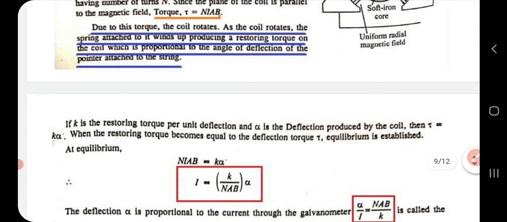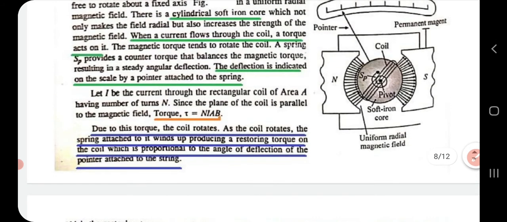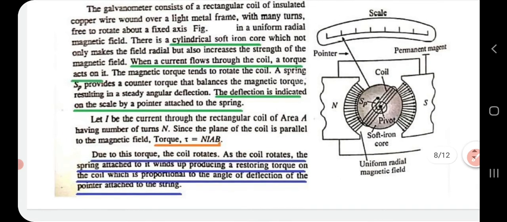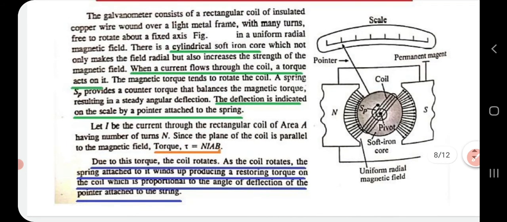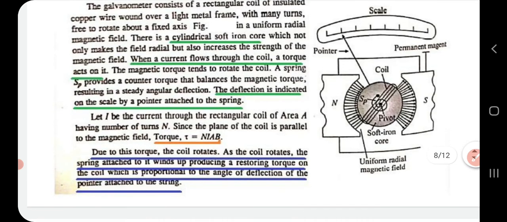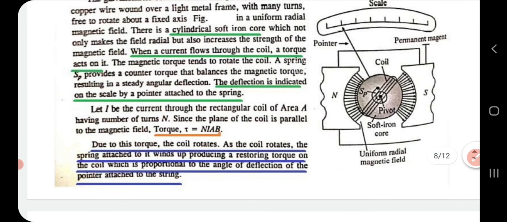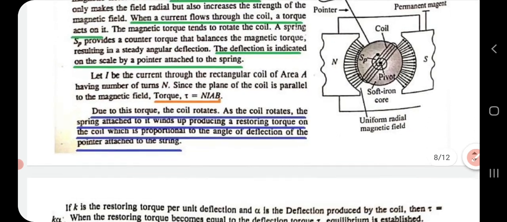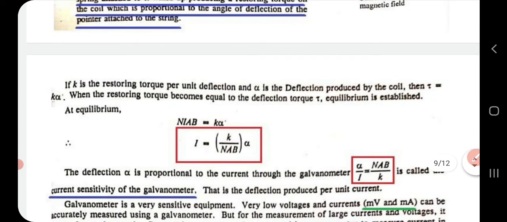Okay, there is nothing much to explain, everything is written in simple sentences. You just read through it. First, it tells us about the construction of the galvanometer, and then it tells about what happens when current flows through the coil, and then finally an expression.